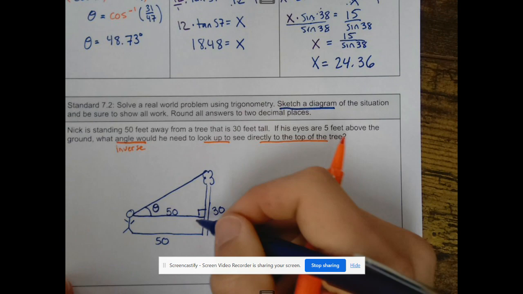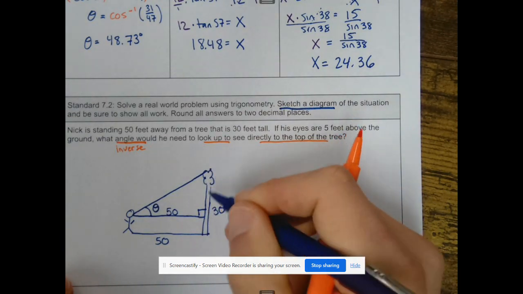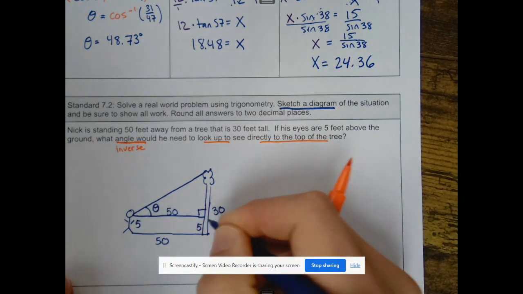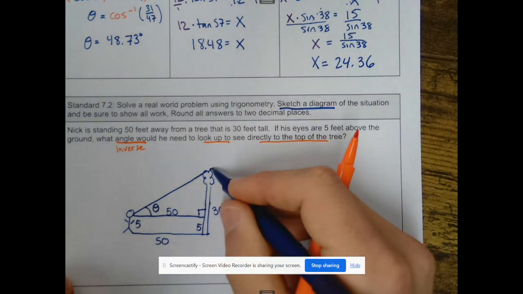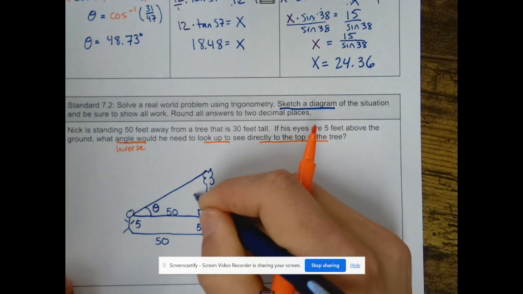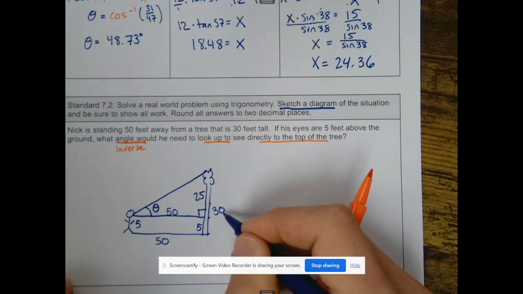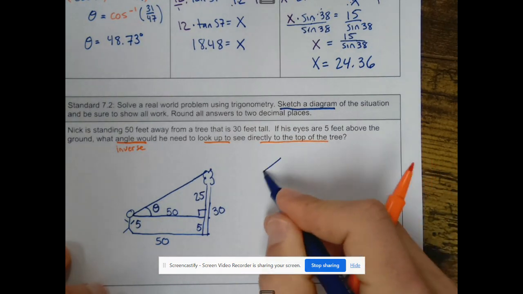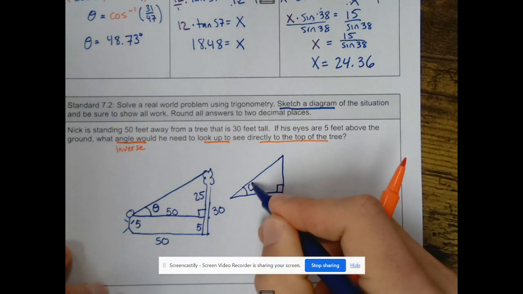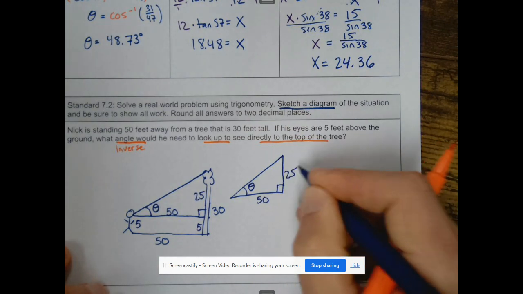But what's the height on this side? 30 is the height of the tree from the ground to the top. But we just found out that Nick's eyes are 5 feet above the ground. So this 30 needs to get cut into two pieces of 5. And what's left? 25. Because 5 plus 25 equals 30. So our new triangle we're actually working with, if we drew that separately, would look like this. It's a right triangle. We're solving for this angle theta, where this side is 50, this side is 25.